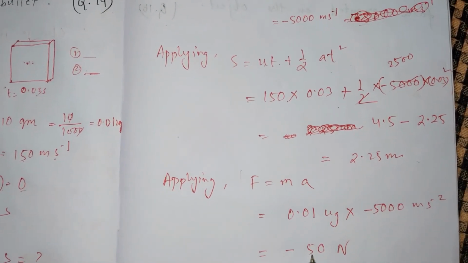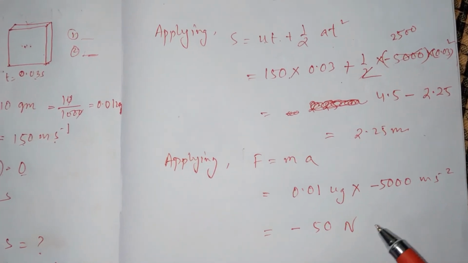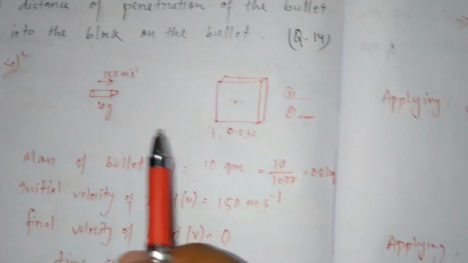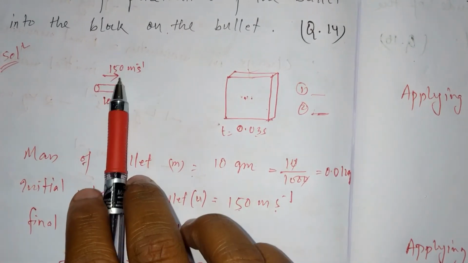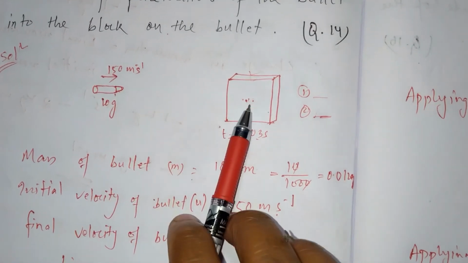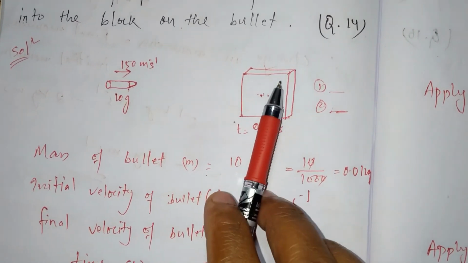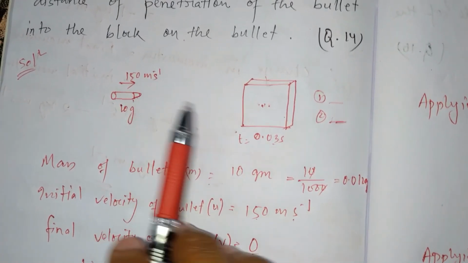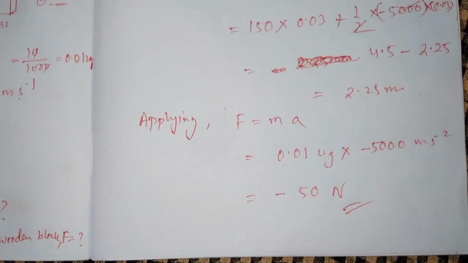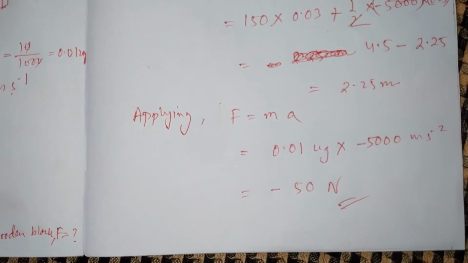You may have a question why it is minus 50 Newton. You see the bullet is coming in this direction and this board is opposing the motion of the bullet. That's why this wooden board exerts the force in the opposite direction of the bullet, isn't it? So that's why this minus is there. This is the end of this question. I hope you have understood, and this is the last question that we have done for this video.